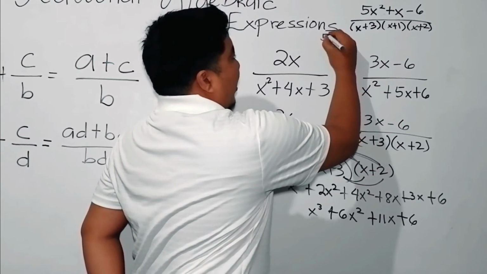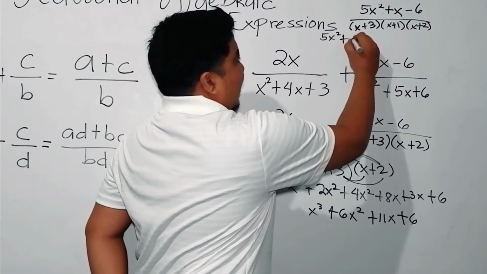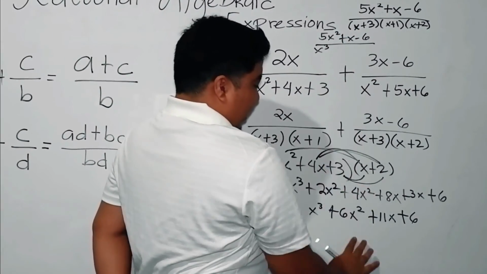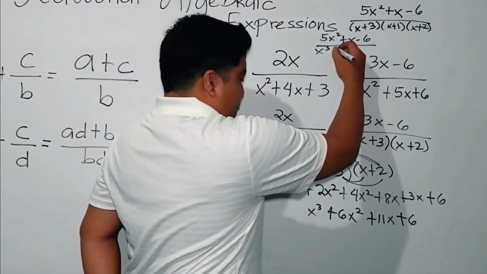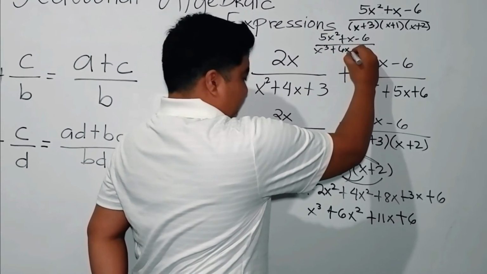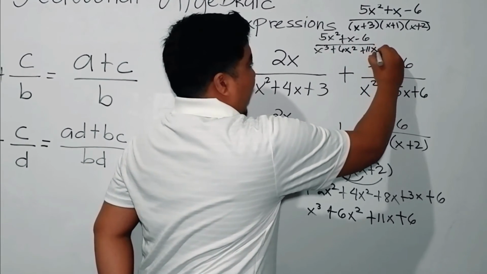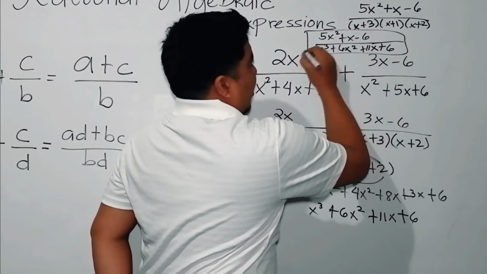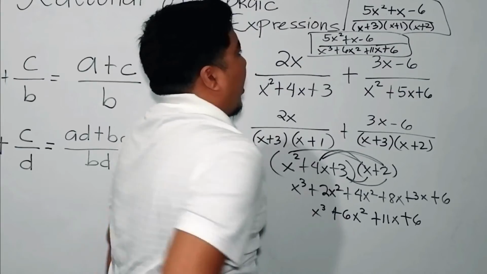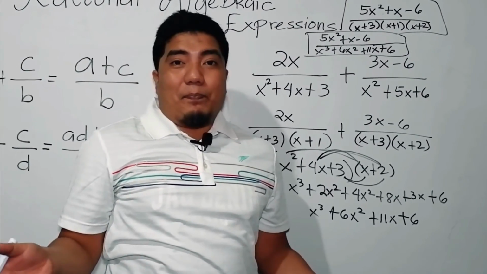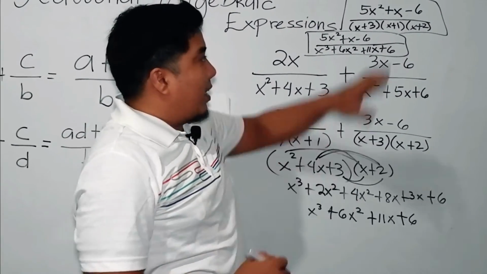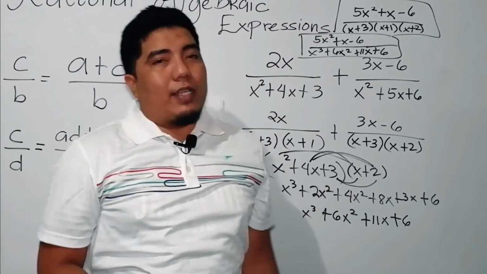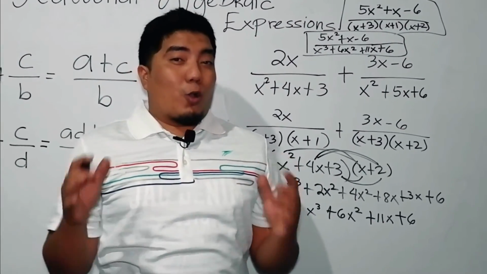So you could also write 5x squared plus x minus 6 over this answer. So that is x cubed plus 6x squared plus 11x plus 6. Okay, so these two answers, they are just the same. Whether your answer is like this or whether your answer is like this, you are still correct.